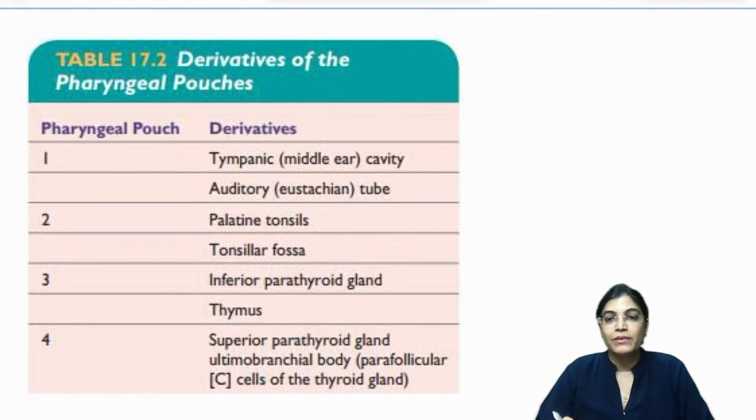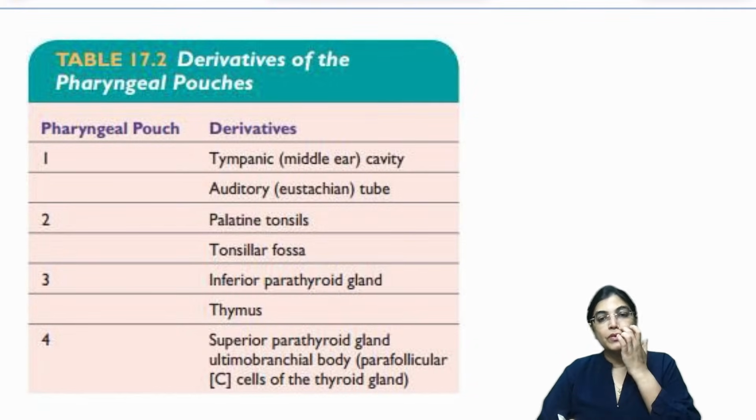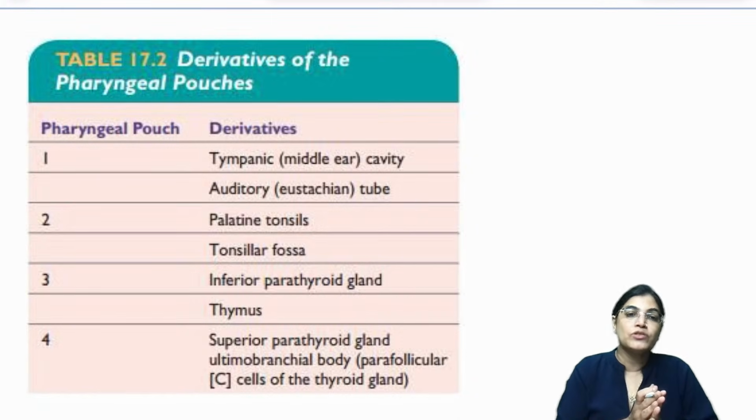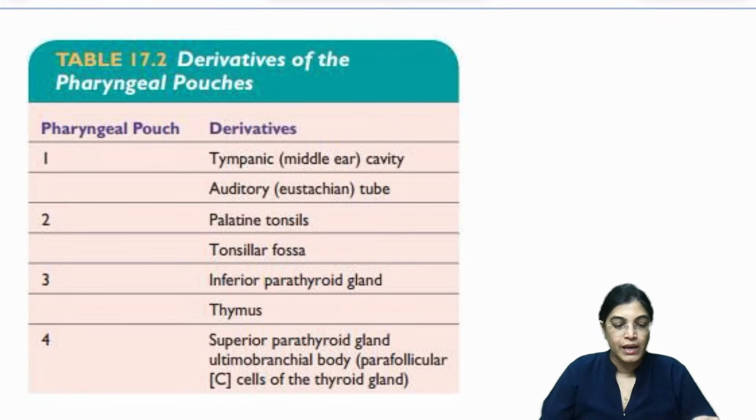This is taken from Langman's embryology book. So this is the standard which you have to know about the derivatives of pouches. First pouch derivatives are the middle ear cavity, the second is palatine tonsil, and also from the first pouch derives the auditory tube. And if I'm talking about inferior parathyroid gland, see here it is derived from the third pouch, and the fourth pouch is forming the superior parathyroid gland.